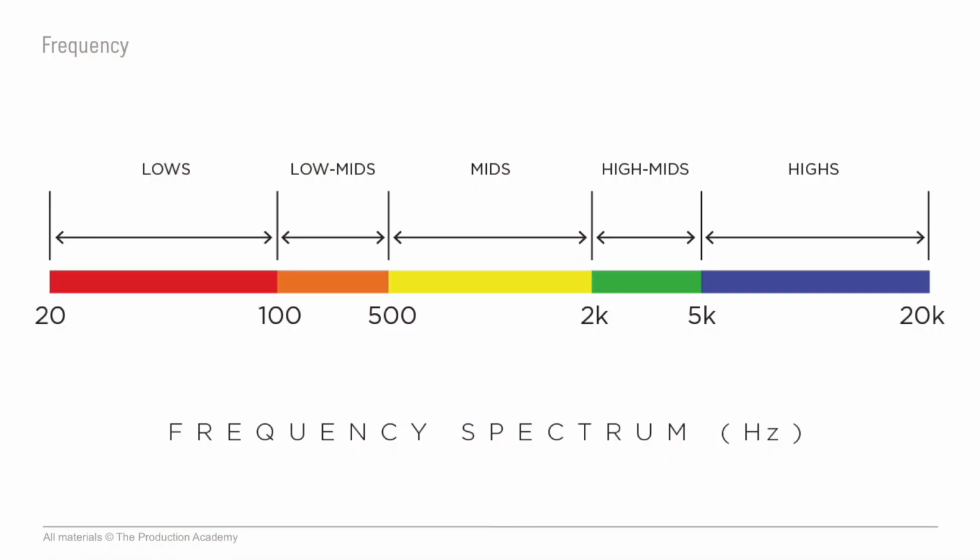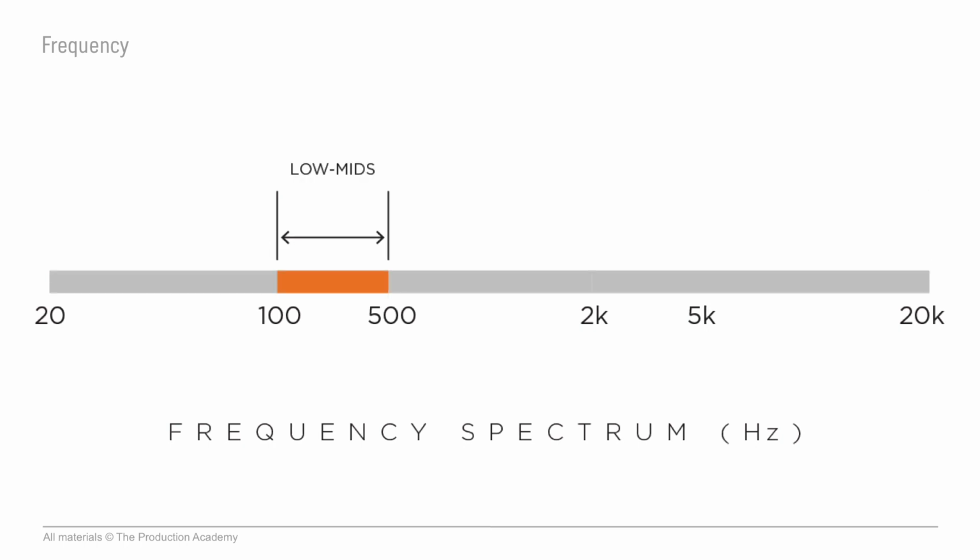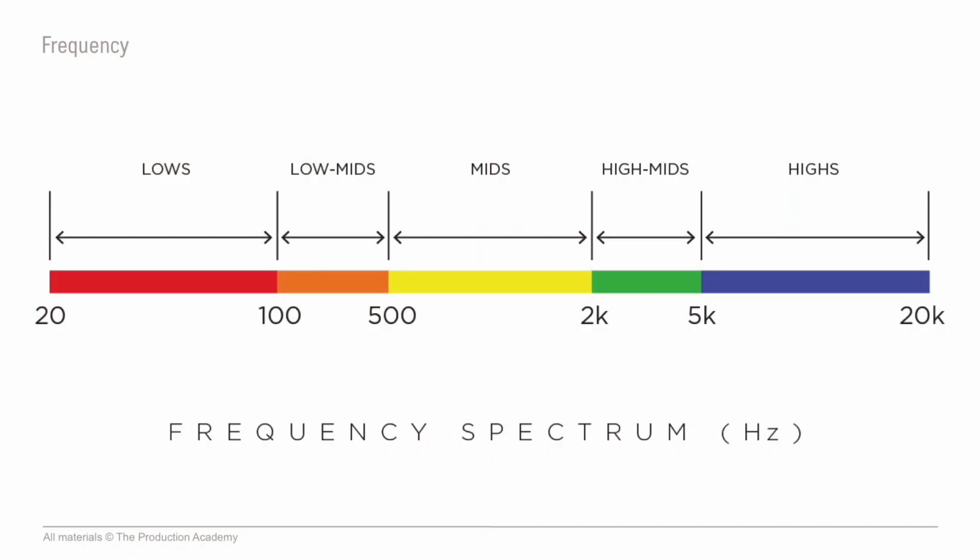When we're talking about music, we can split this frequency spectrum into 5 ranges: lows, low mids, mids, high mids, and highs. The best way to know what these sound like is to actually hear them, so we're going to listen to the same piece of music 5 times. Each time we play it, we'll listen to a different part of the frequency spectrum. First, let's listen to the music as is, with the full frequency spectrum.